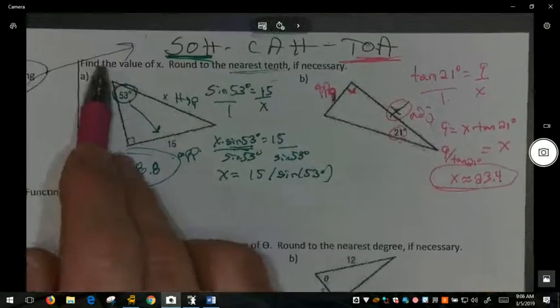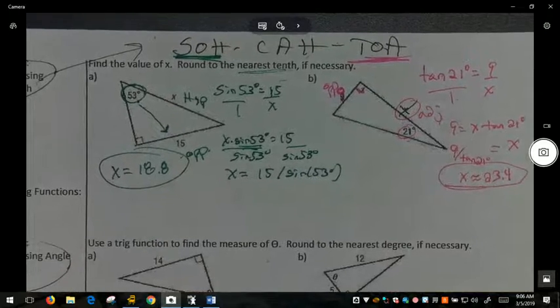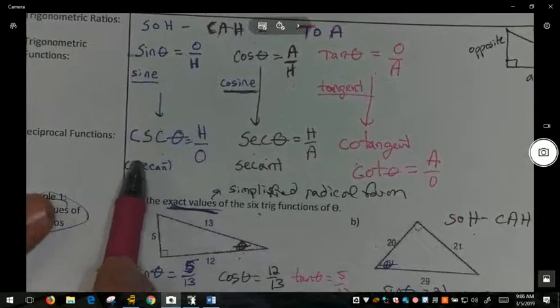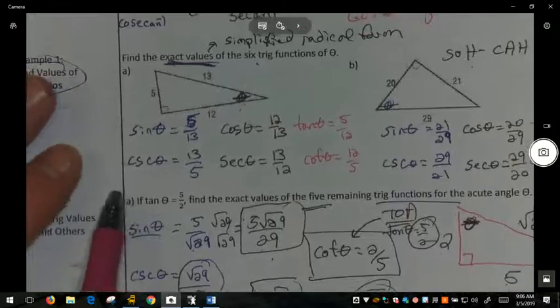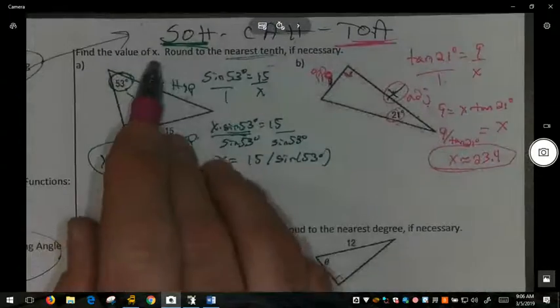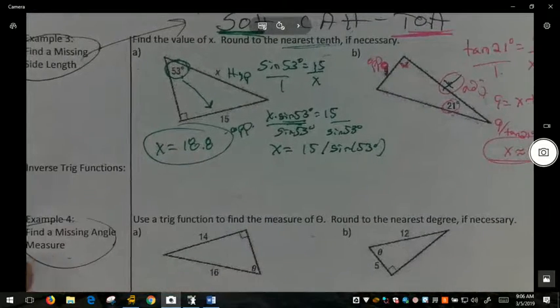That is using Sohcahtoa to find angles. So here, we know that reciprocal functions are cosecant, secant, and cotangent. So if you ask for ratios, we can give those. But here, we're only using sine, cosine, and tangent to help us set up and solve the problem.